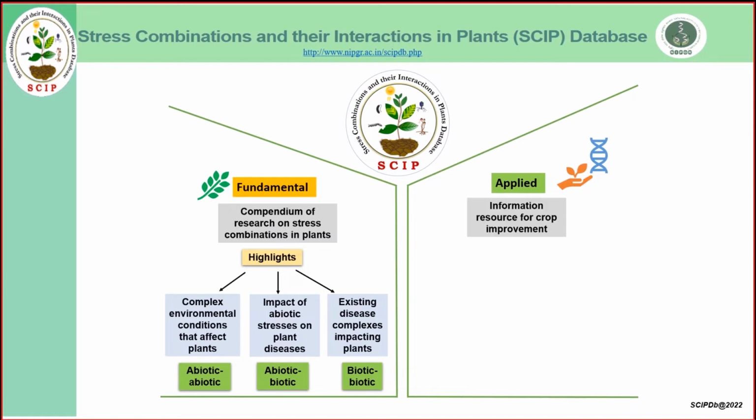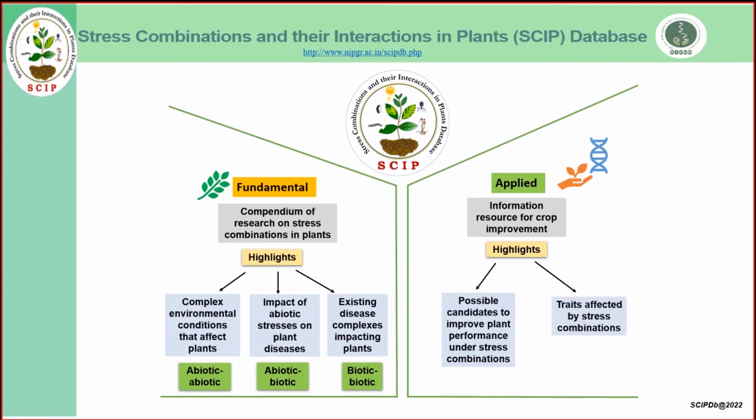Further, the SCIP database also serves as an information resource on crop improvement, and it highlights the possible candidates that can be used for crop improvement under the stress combinations. It also gives an account of the various plant traits affected by the stress combinations.